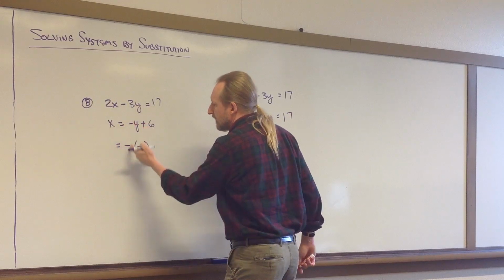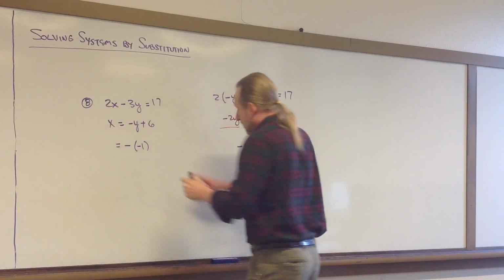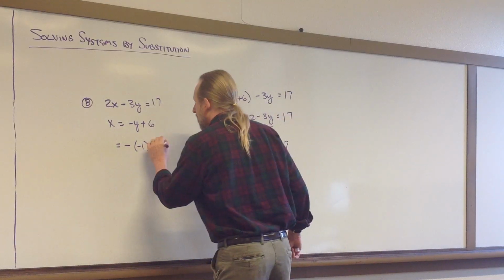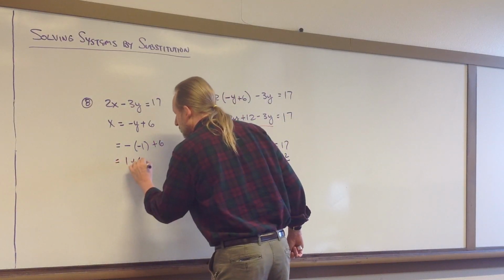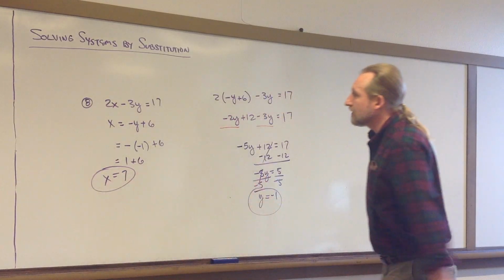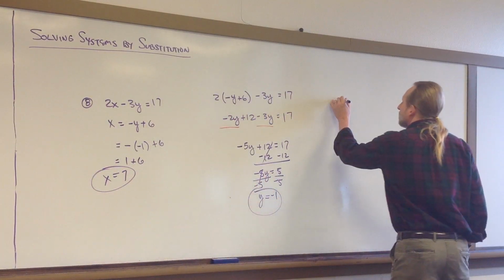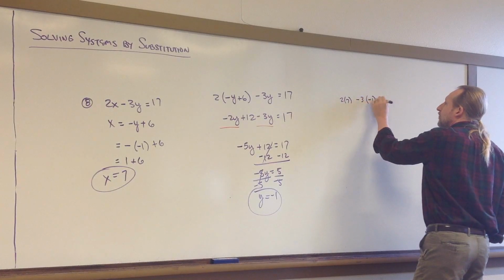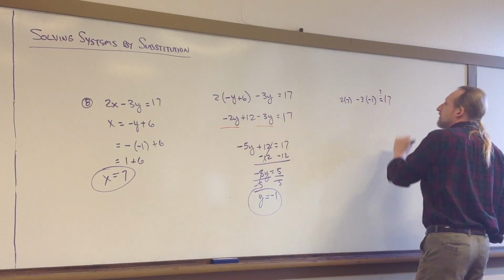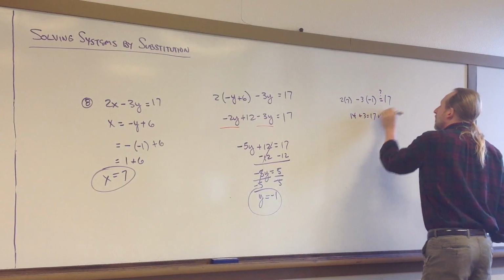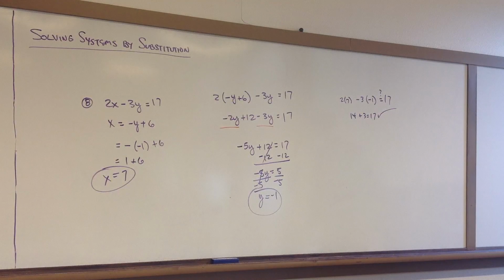So again, this negative comes with the equation. This negative comes from the value of y. So that's going to make this positive 1 plus 6. And it turns out x is equal to 7. And we can double check this. 2 times 7 minus 3 times negative 1. Is that 17? Yeah, 14 plus 3 gives us 17, because this and this make a plus.